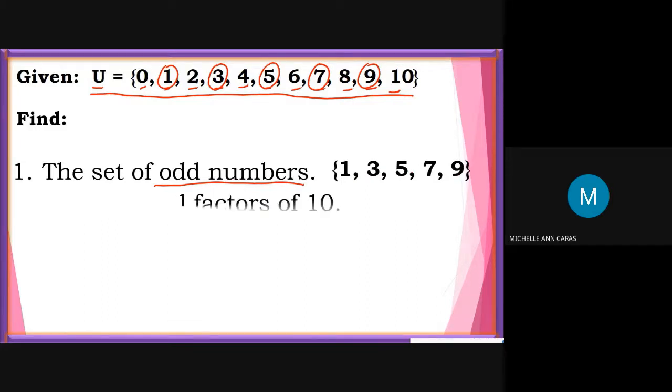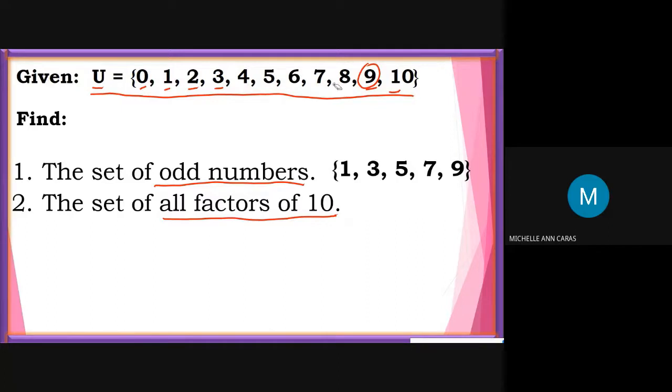Okay, next, number 2. Again, we are to find the set of all factors of 10, still from our given set U. And what are the factors of 10? When I say factors of 10, those are numbers which, when multiplied, give an answer equal to 10. So if we multiply 1 by 10, the answer will be equal to 10, of course.